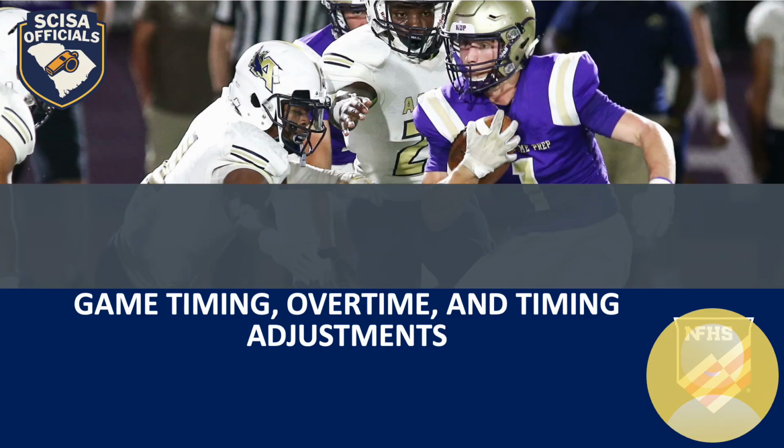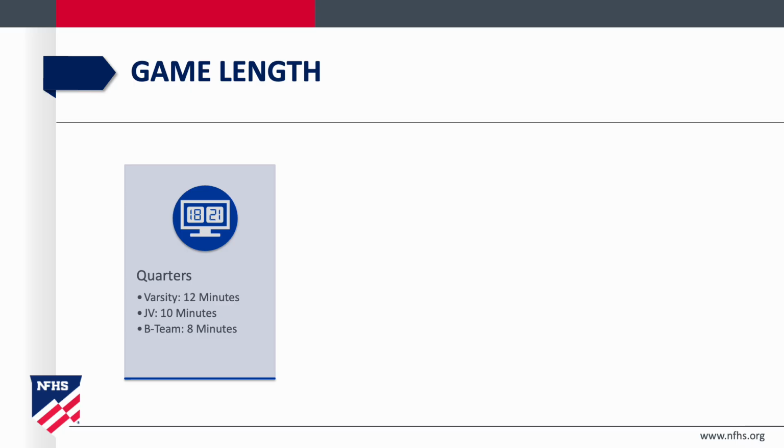In this section, we will discuss the timing of games, overtime regulations, and timing adjustments. Quarter length is based on the level of play. For any varsity contest, the quarters are 12 minutes long. For a JV game, the quarters are 10 minutes.